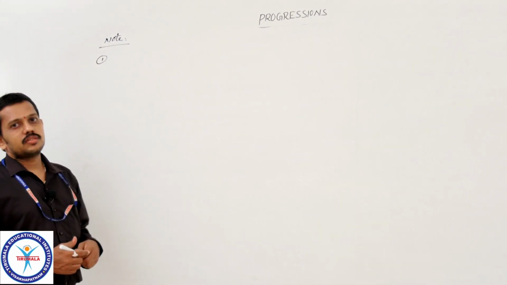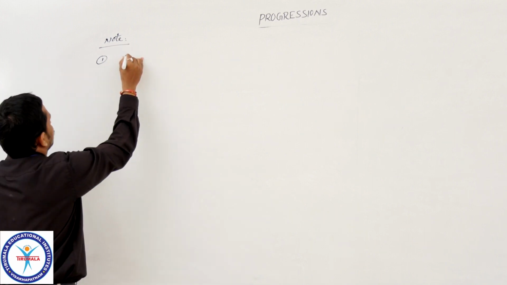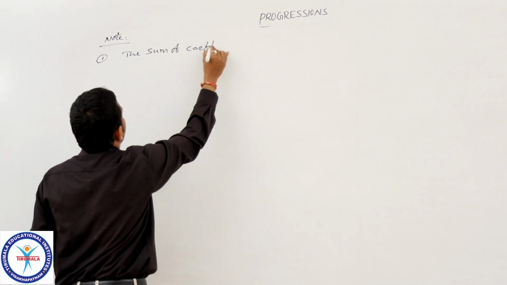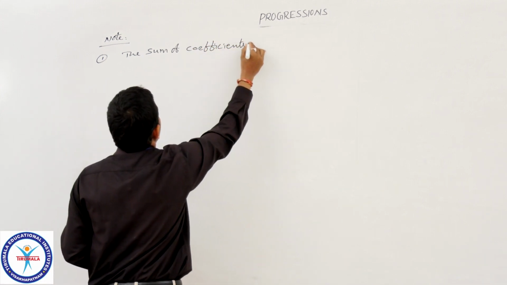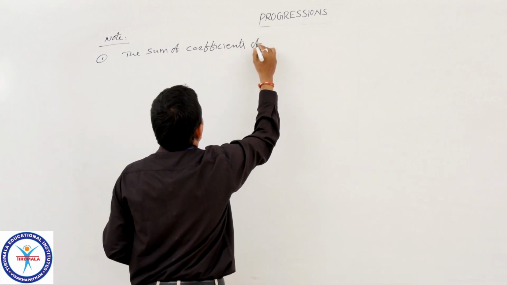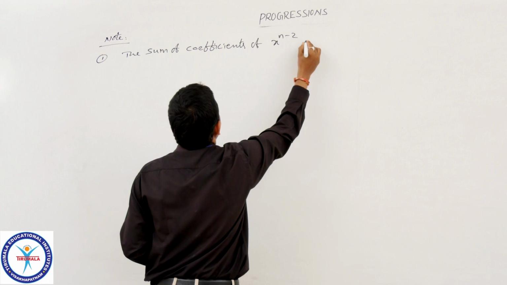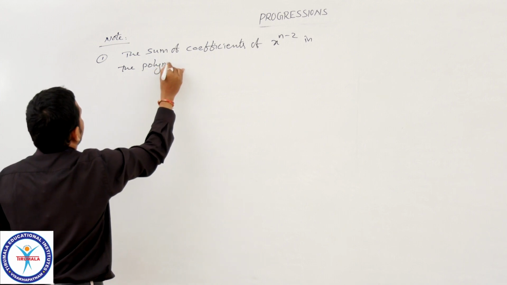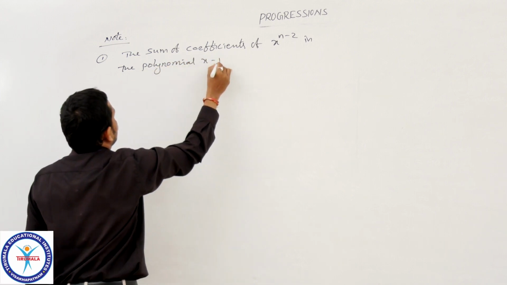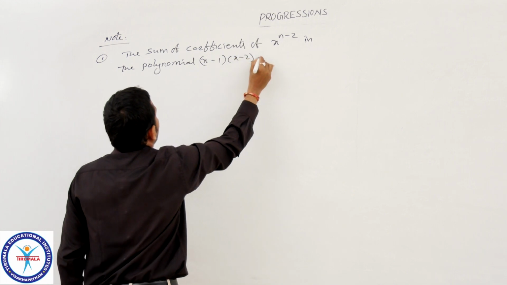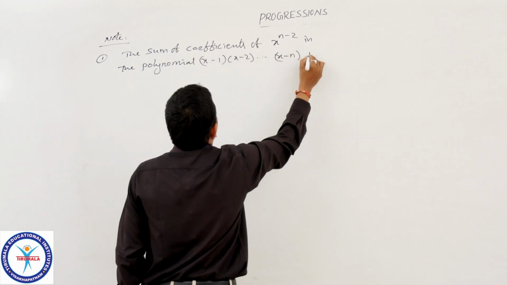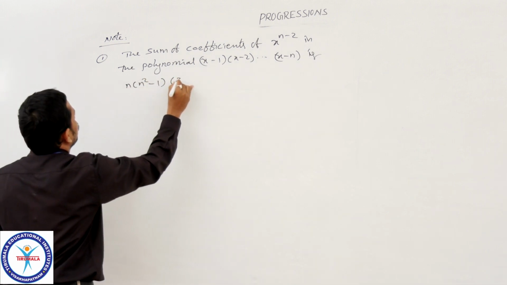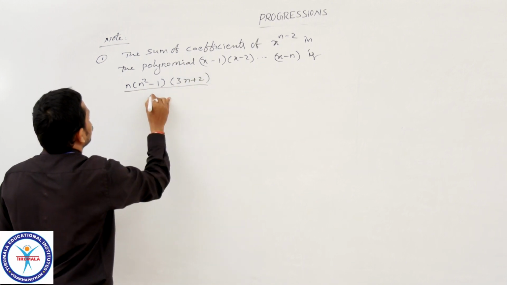Now we will see some more properties. Here the sum of coefficients of x to the power n minus 2 in the polynomial (x minus 1)(x minus 2) and so on up to (x minus n) is n(n² minus 1)(3n + 2) by 24.